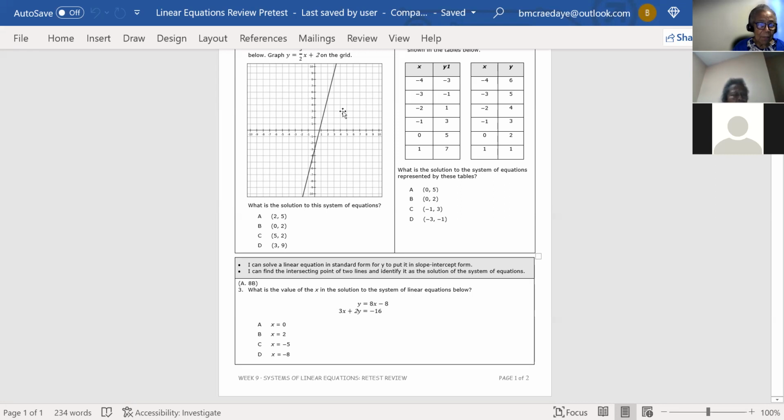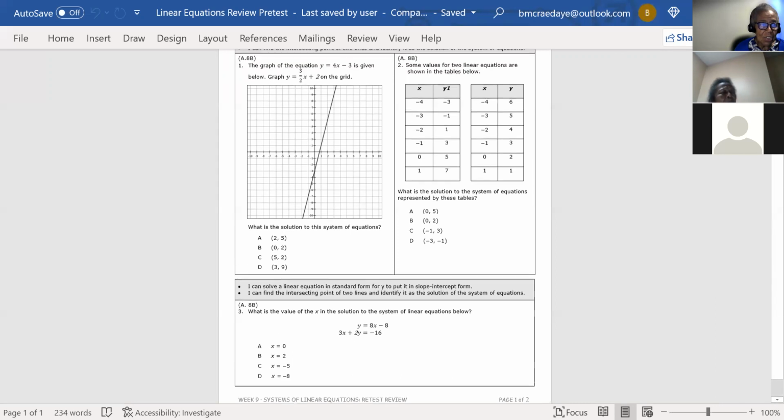Now this one, you look at these tables, and wherever you see the same X and Y in both tables, that would be the solution for this one. And this one, of course, you can solve by elimination or by substitution. So let me ask you, are you doing the rise over the run? No, we're not doing the slope.